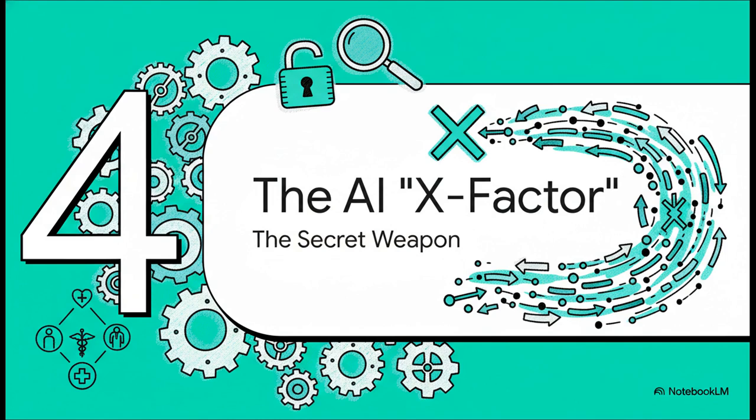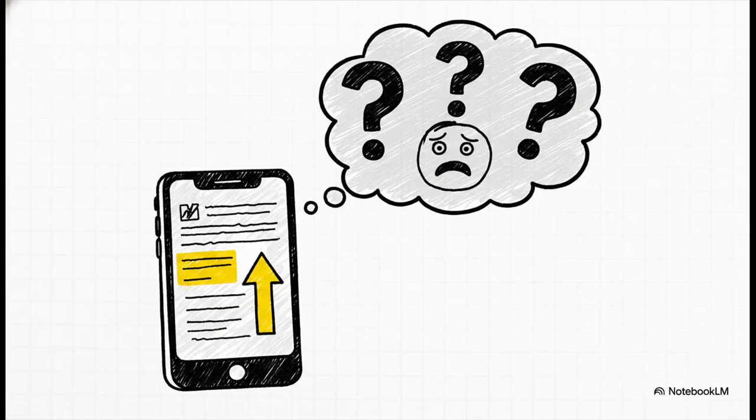The platform's real secret weapon, its true X factor, is how it helps you understand the information after you get it. So picture this. You've picked your lab, the digital report pops up on your phone, and you open it. You scroll down and you see a line that says your neutrophils are high. For most of us, that means absolutely nothing. In fact, it might even sound a little scary.